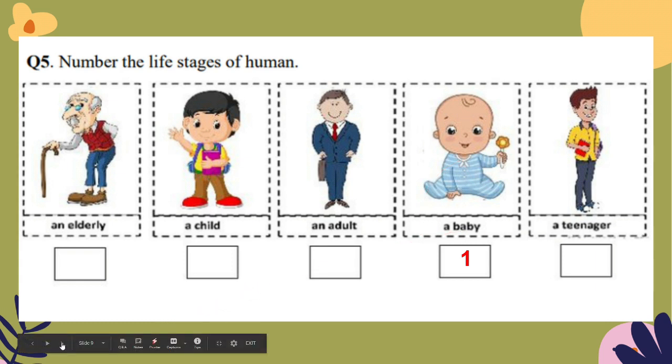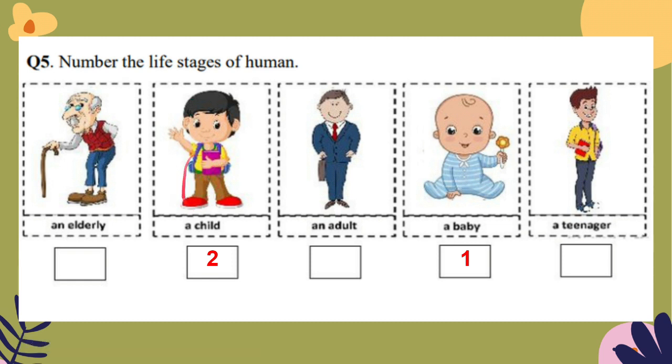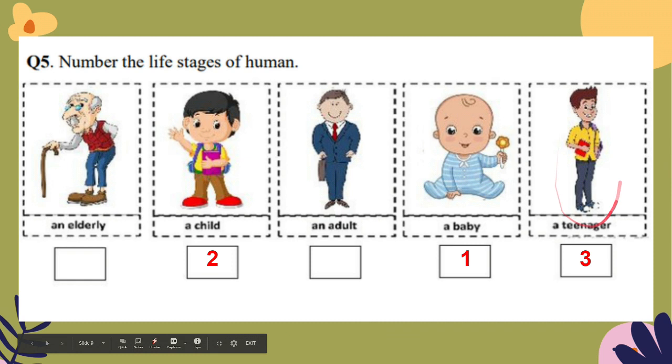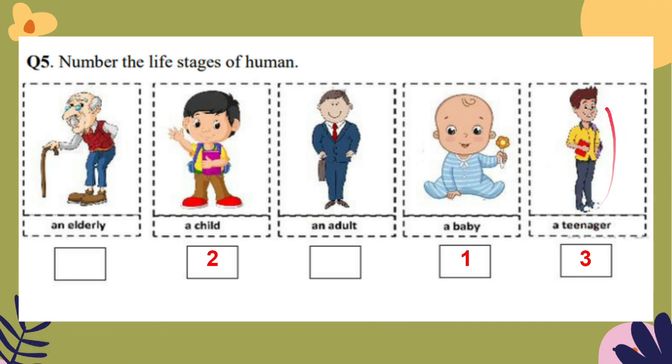Now the second stage, that is the child. But still, it needs a lot of help to be able to survive. A teenager can do many things without help, like cooking food for themselves. They can go out with friends. And they can do more physical activities. A teenager will grow into an adult.